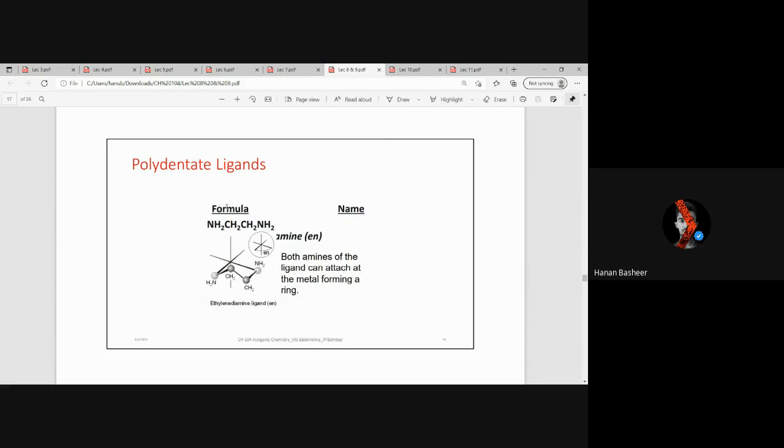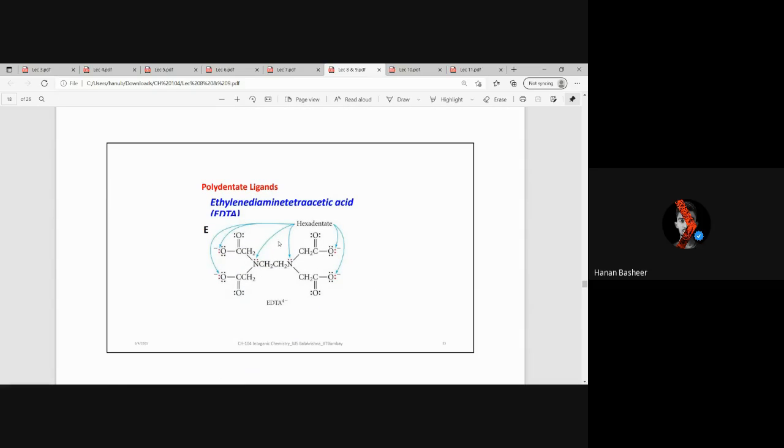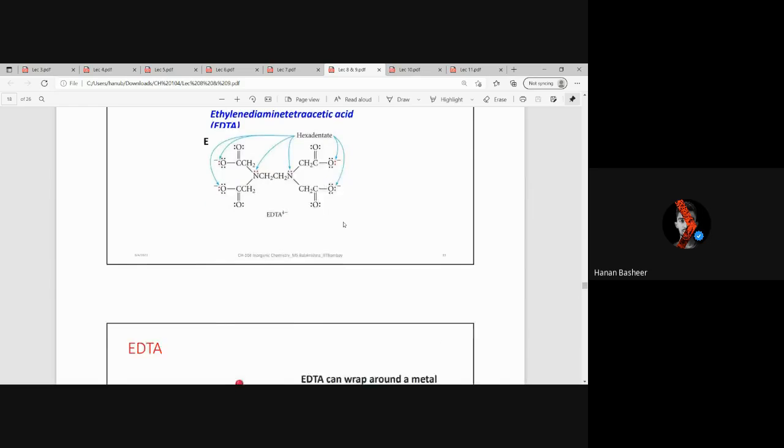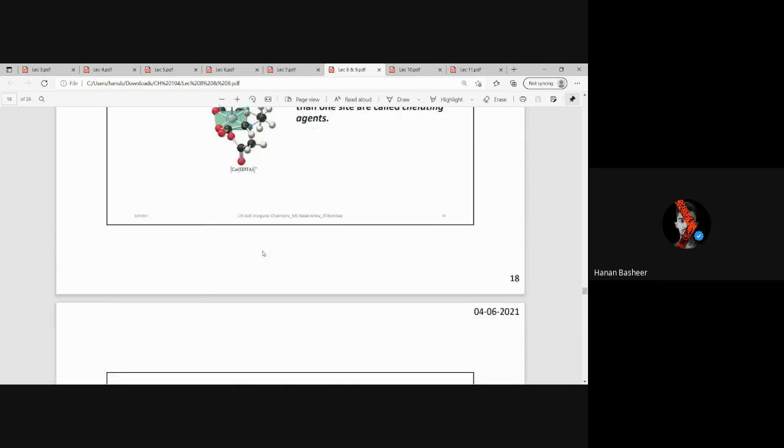Polydentate ligands are the ligands which can bind from different directions. The example is EDTA, which is ethylenediaminetetraacetic acid. It has a total of 6 places from which it can bind towards the central atom, which are 4 O's and 2 nitrogens. EDTA can wrap around or chelate and coordinate at 6 octahedral sites.